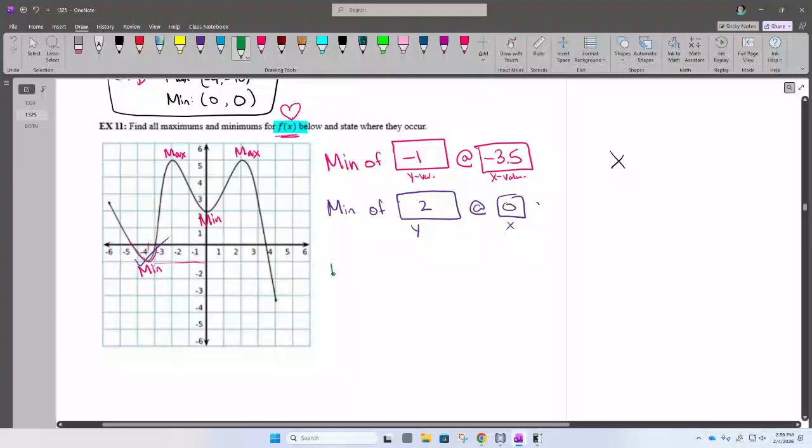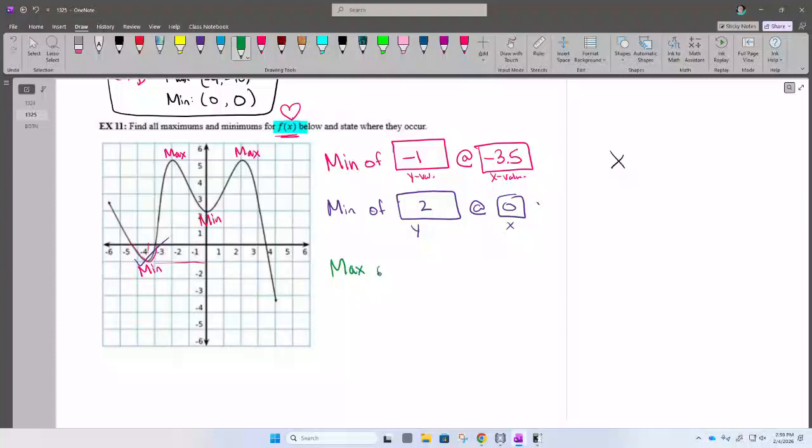For my maximums, you look at this max is 5 and this max is also 5. So we actually just have one max of 5. It just occurs at 2 different places. And so if this is the case on your online homework, you would say there's a max of 5 and it occurs at -2, 2.